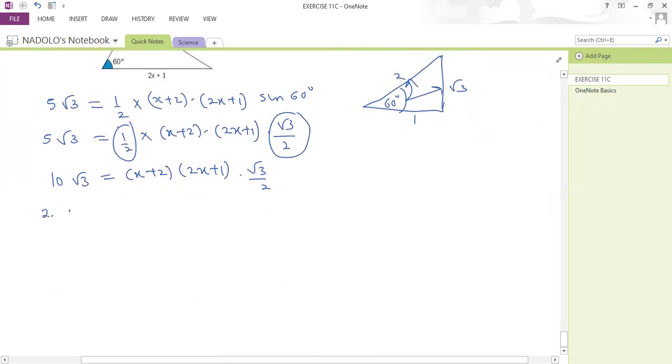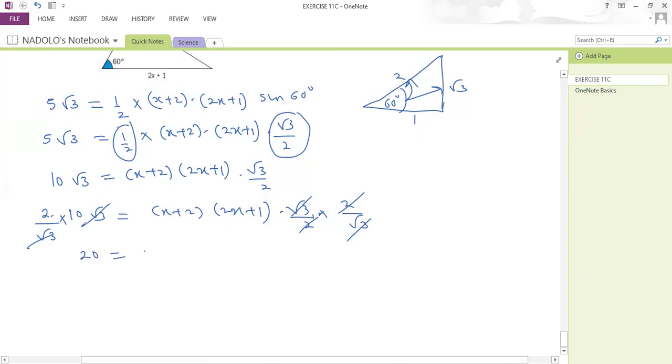So if we multiply 2 divided by root 3 on the left-hand side, times that is equal to x plus 2 times 2x plus 1 root 3 over 2. So we are multiplying both sides by the reciprocal for us to get rid of this. Root 3 will cancel with root 3 here. We'll only have 20 on the left-hand side.